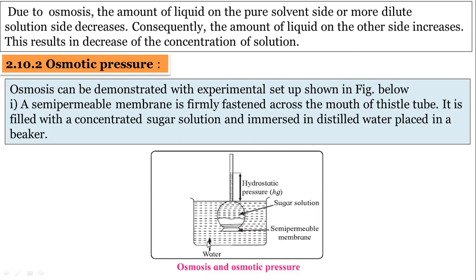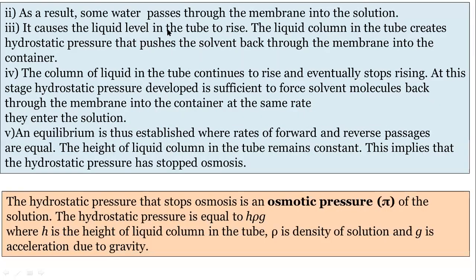But when this water enters the sugar solution, what will happen? Hydrostatic pressure will be generated here. See, I will explain with these notes. As a result, some water passes through the semi-permeable membrane into the solution. So when water passes into the solution, the level of the sugar solution increases. It causes the liquid level in the tube to rise. If the level of the sugar solution increases, the liquid column in the tube creates a hydrostatic pressure. Remember this word, this hydrostatic pressure is very important. And what is the role of this hydrostatic pressure? This hydrostatic pressure pushes the solvent back through the membrane into the container.